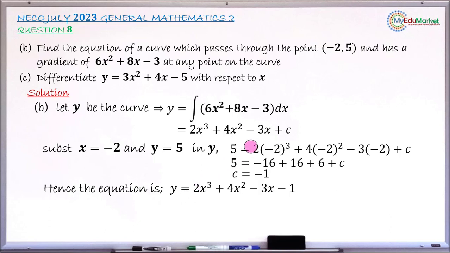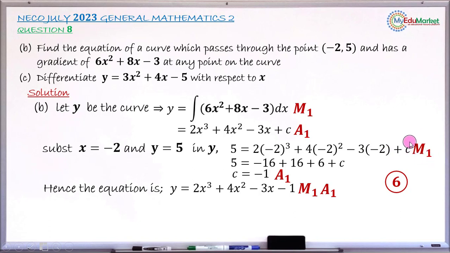Let me share with you how marks are distributed for this question according to the marking scheme of this paper. The very first mark is the method 1 mark, which is for attempting to find the integral of the equation for the gradient. That gives you method 1 mark. And when you find the integral correctly as 2x cubed plus 4x squared minus 3x plus c, you have this accuracy 1 mark.